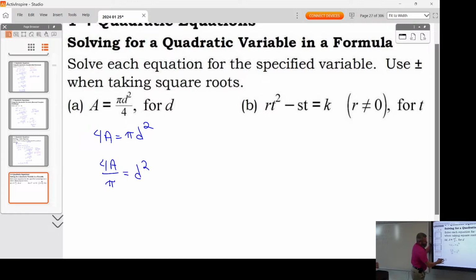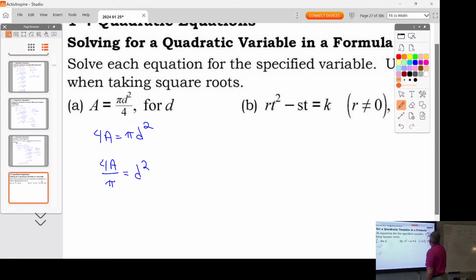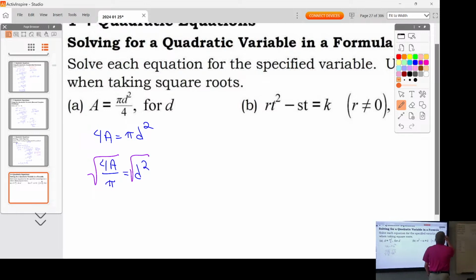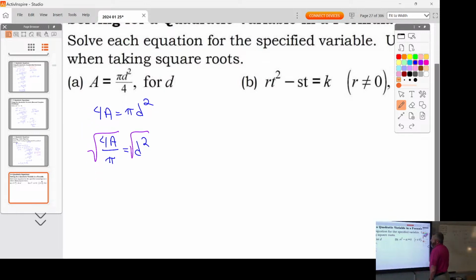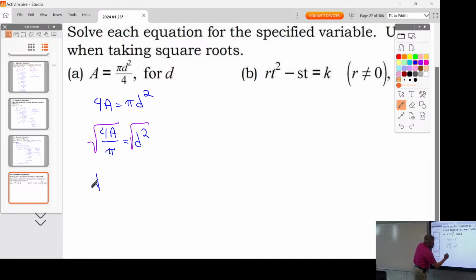One more step. Take the square root of both sides. I'm going to write down the d first, okay? The square root of d squared is d equals. d is a second degree. So because d is second degree, I took a square root. That means my answer has to be a plus or minus.